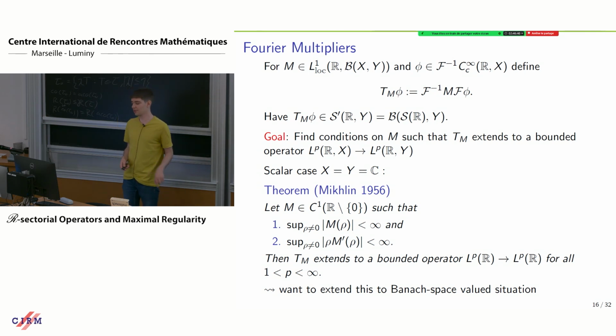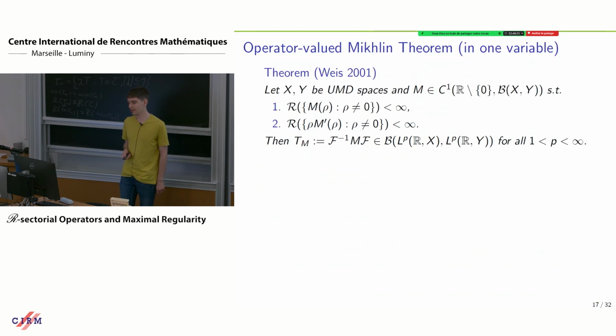And our goal will be now to extend this theorem to the Banach space-valued situation, which we have above here. And this turns out to be possible, so I present the following theorem, which was proved by Lutz Weis. Now the assumptions are X and Y should be UMD spaces, and the function m should be, again, continuously differentiable, but now with values in the bounded operators, such that we have those two conditions.